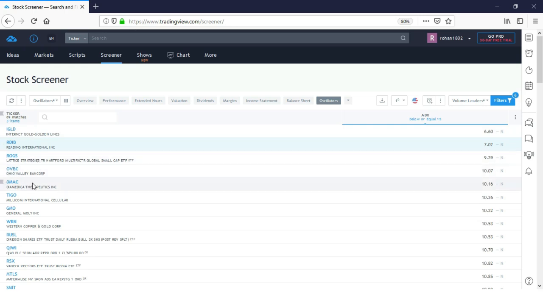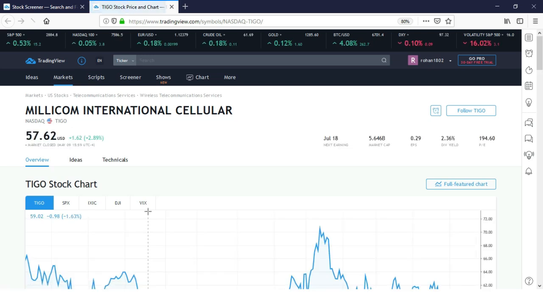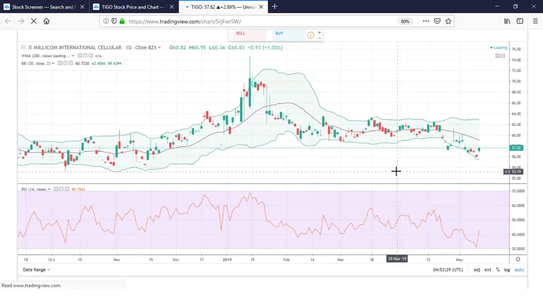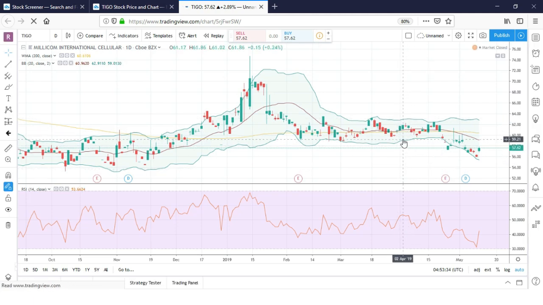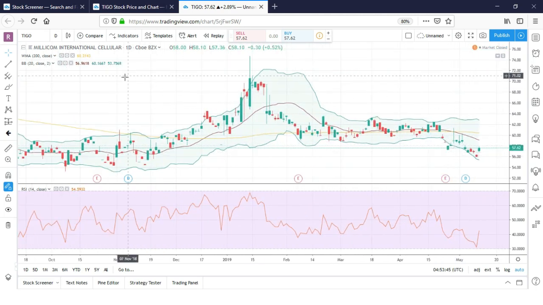Now we have another stock, Millicom International Cellular. We check whether the stock is liquid or illiquid. It's $57.62. We check from the full feature chart if the candlestick formation is clear enough that we can use. Yes, the stock is absolutely in a sideways zone. The band is squeezed. Rarely will it be an uptrend. Right now the price will be in a sideways trend, and we can use the parameters for upside or downside.